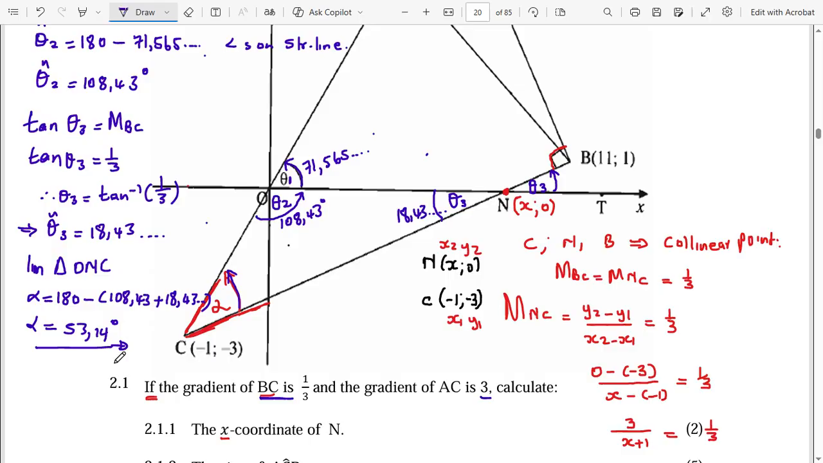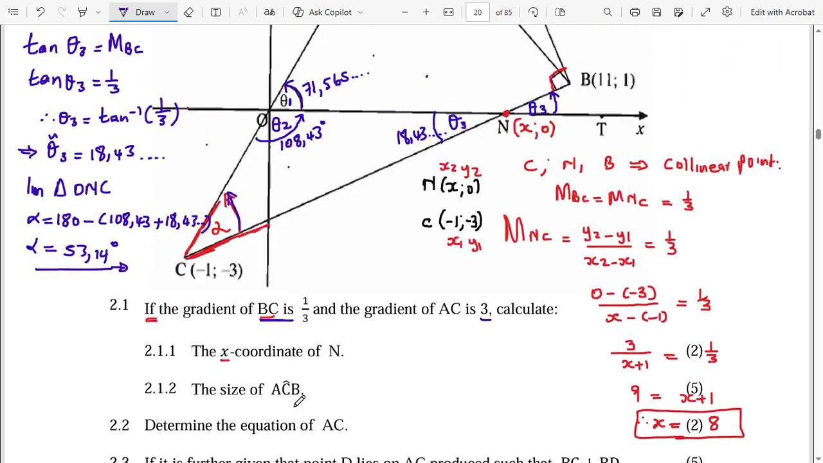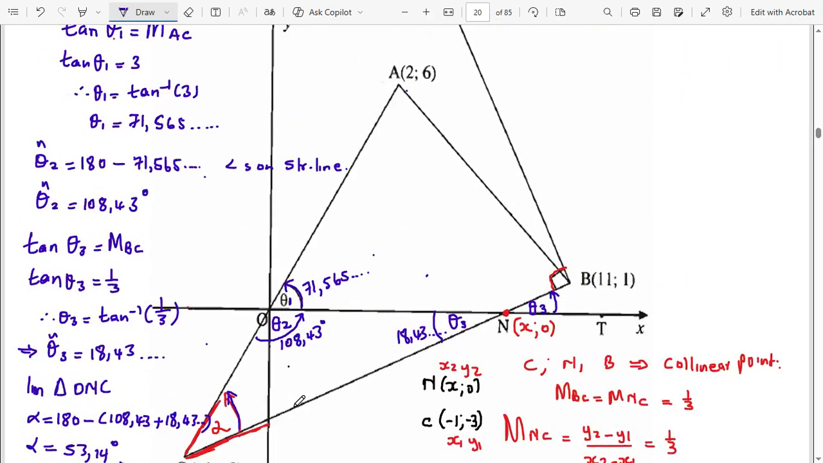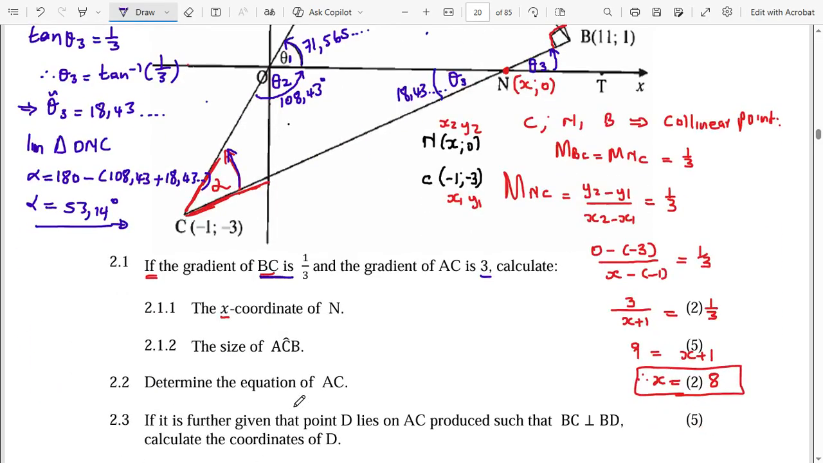Okay, so now the next question says determine the equation of AC, and this is 2 marks. So looking at the question, where is AC? Oh, this is easy. We have everything on AC. We know the gradient of AC is 3.